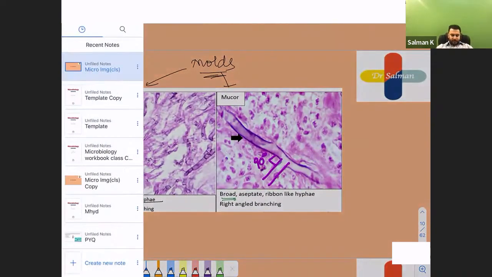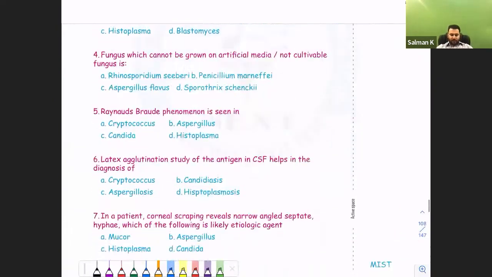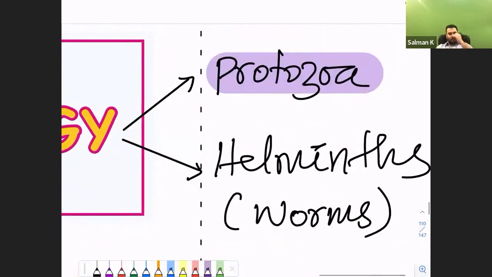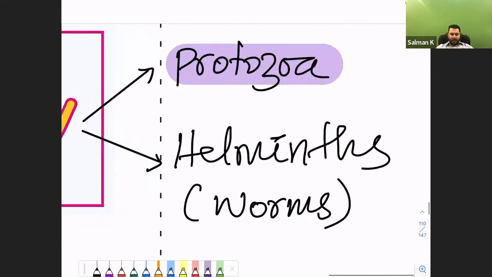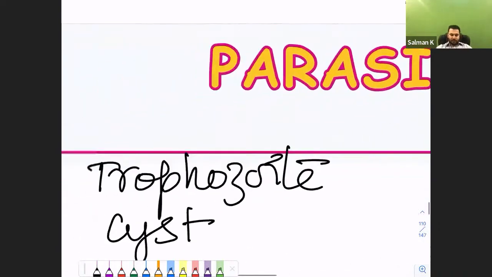Next, this finishes your mycology. Let's move to parasitology next. Now keep watching. Parasites are divided into the protozoa topic and the helminths topic. Protozoa and then the helminths topic. Now what you're supposed to know, helminths are the worms, as you can see. Now, just keep saying these names.